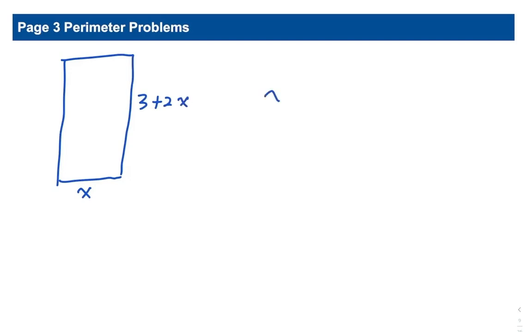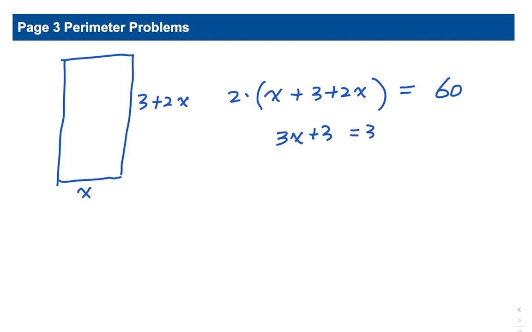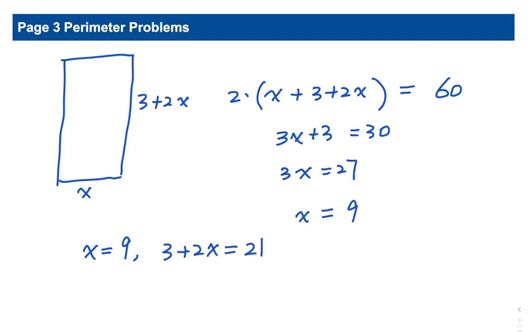Then the perimeter is x plus 3 plus 2x, multiplied by 2, and this equals 60. So 3x plus 3 equals 30. 3x equals 27. x equals 9. Now what is the area? So x equals 9. Then 3 plus 2x is going to be 21. So the area equals 9 times 21, 189 centimeters squared.